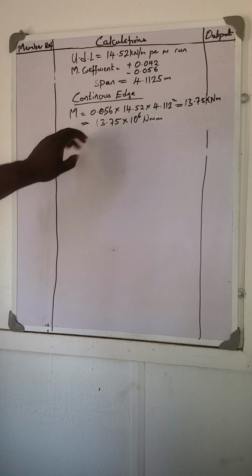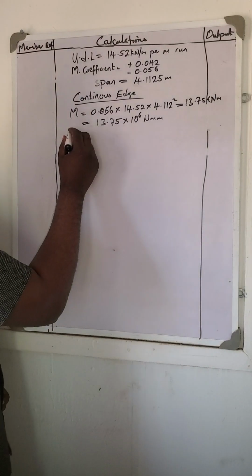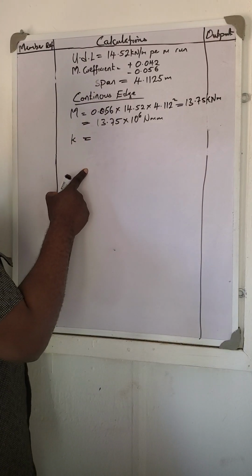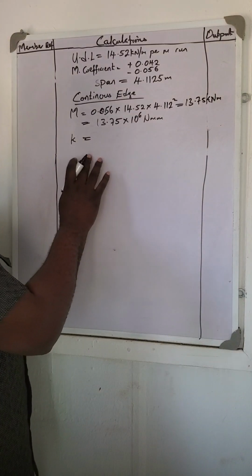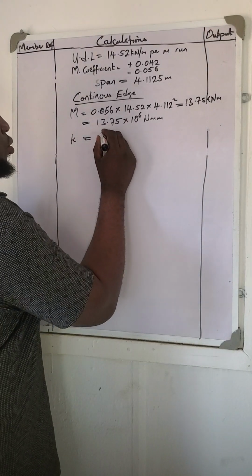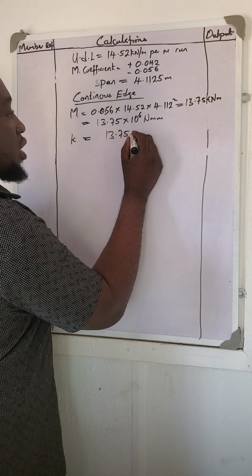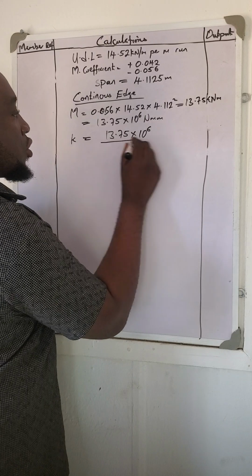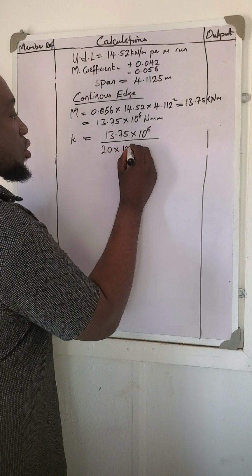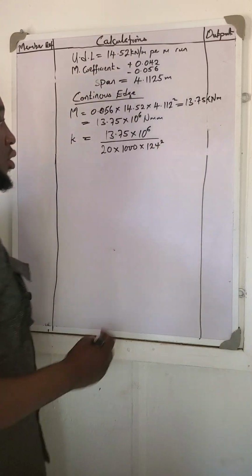After getting your M, these are the steps you take. You calculate for your K. If you also want to get the value of K, you go to one of the classes where we taught all this. So K is equal to the moment, 13.75 exponential 6, over fcu, which is concrete strength, multiplied by b, which is always 1000, multiplied by 124, which is our effective d, all squared.